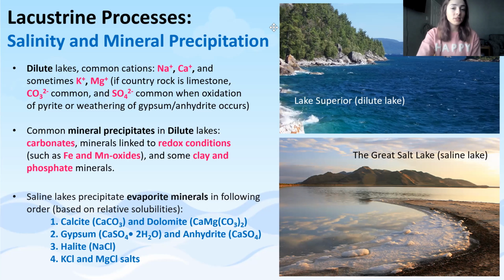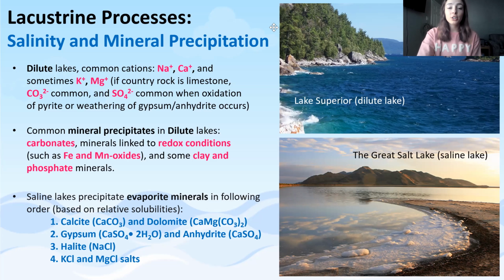And common mineral precipitates in dilute lakes include carbonate minerals, minerals linked to redox conditions, which we just talked about, such as iron and manganese oxides, depending on how intense the stratification is in the lake, and some clay and phosphate minerals. Alternatively, in saline lakes, mineral precipitates commonly include evaporites.